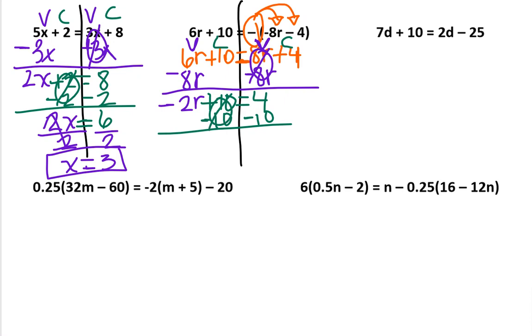There's my 0 pair. So now I have negative 2r is equal to 4 minus 10, which is negative 6. And my last step is again to use inverse operations, divide by negative 2, divide by negative 2, because remember what we do to one side, we have to do to the other. And so my final solution is r is equal to negative 6 divided by negative 2, which is a positive 3.